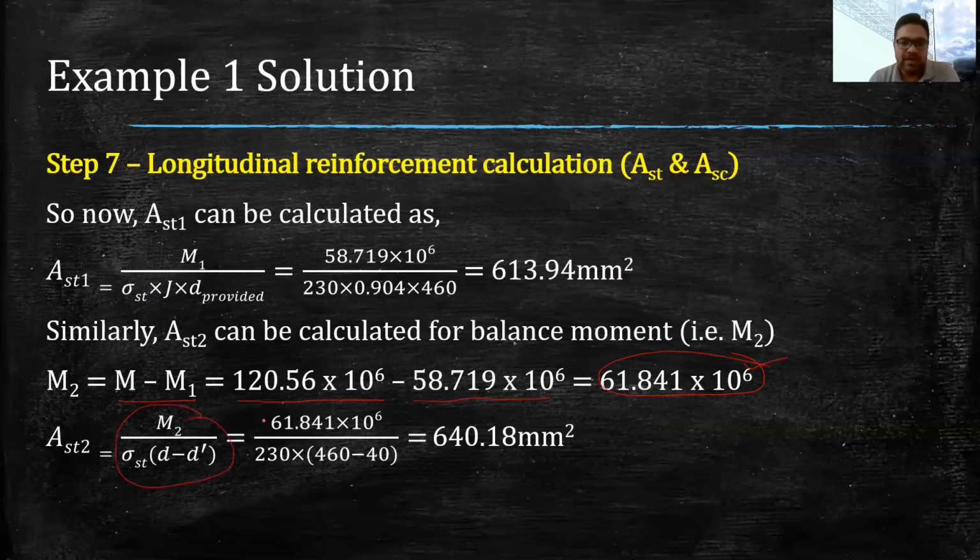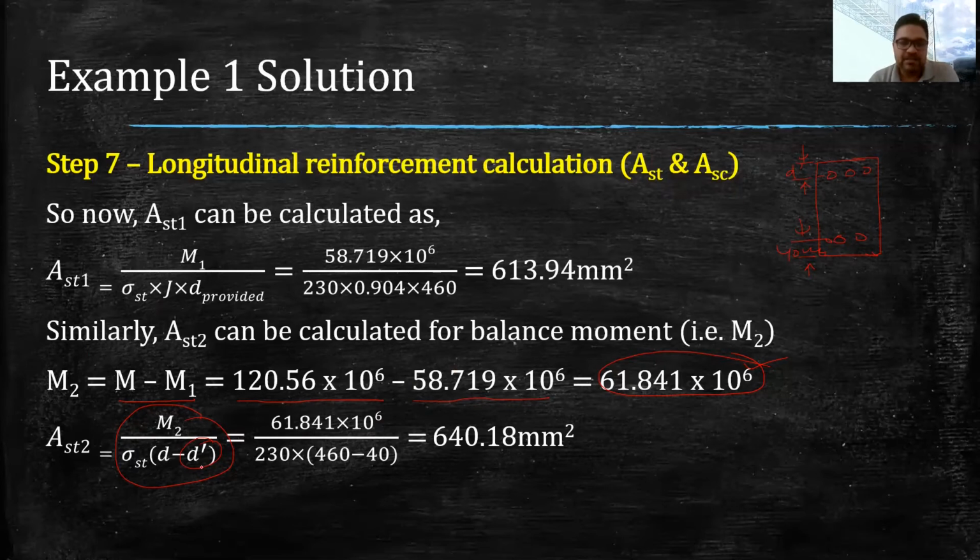So putting all the values here, D minus D dash. Well, this D dash is the effective cover in compression reinforcement. Generally in the beam, the effective cover that we provide is 40 mm. So this effective cover will be the same as the effective cover for the compression reinforcement. Generally this effective cover will be the same, so please don't confuse with that.